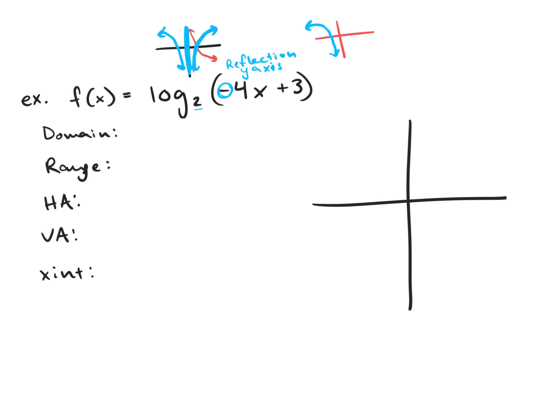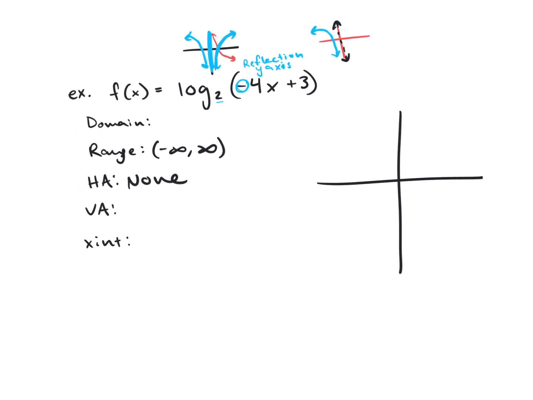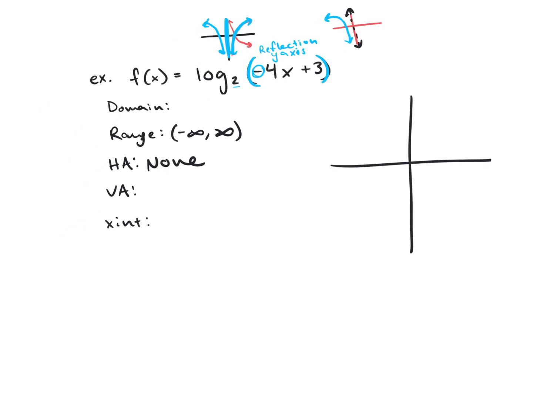Well, let's start with what's the easy one here? The range. What's our range? All real numbers, negative infinity to positive infinity. Here we're going to have a vertical asymptote. With your logs, you have a vertical asymptote. So there is no horizontal asymptote. How do we find the vertical asymptote? Set the parentheses equal to 0. So we've got negative 4x plus 3 equals 0. Subtract 3 and divide by negative 4. So x equals 3/4. So our vertical asymptote is x equals 3/4. So it'll be just short of 1.